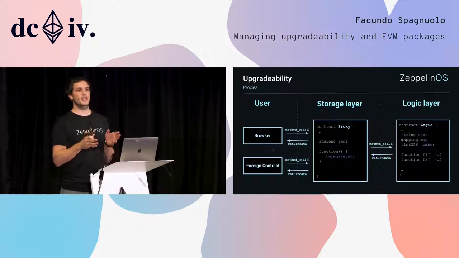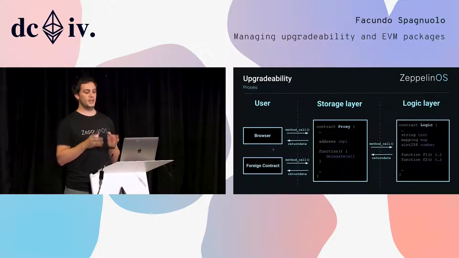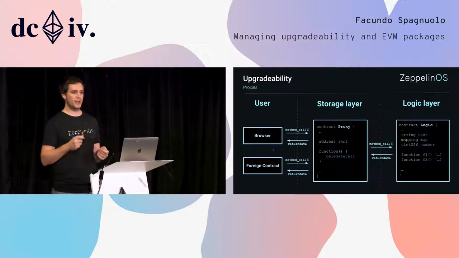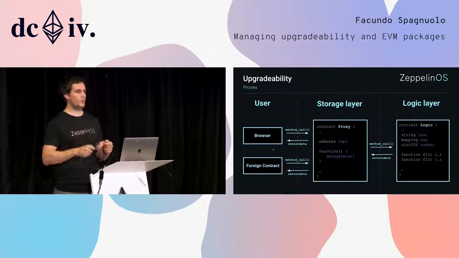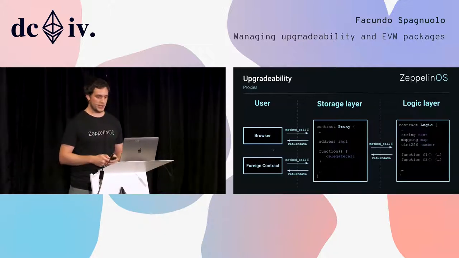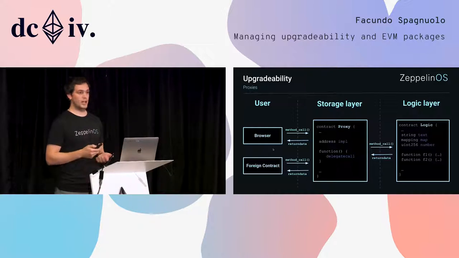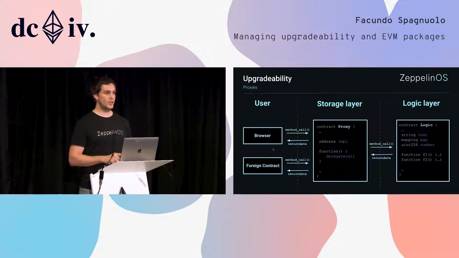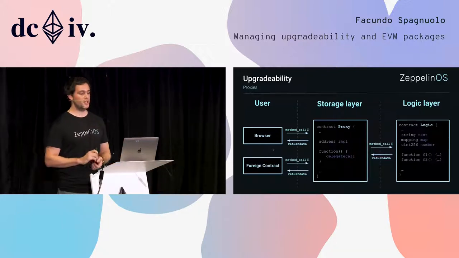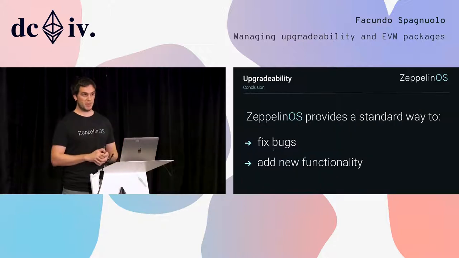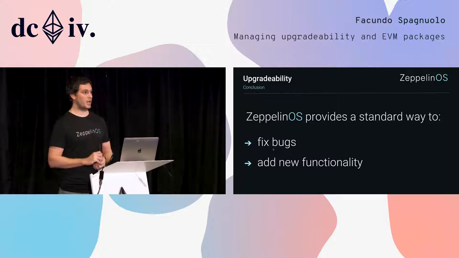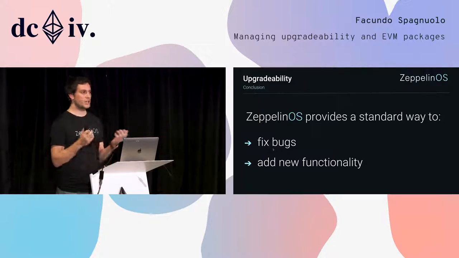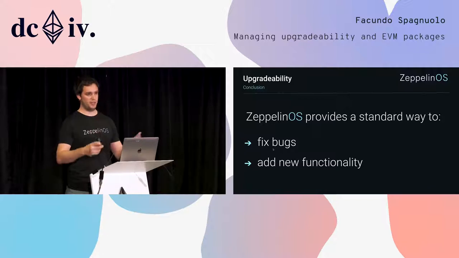As you can see, the storage layer is always kept in the proxy contract, and this is why we don't need to migrate or pay any expensive migrations of data when we want to upgrade a contract. We're not going so deep into the proxy stuff, but you can read more about it in our documentation if you want. So summing things up, SubNUS provides a standard way to have upgradeable smart contracts in your projects that will basically allow you to fix bugs or add functionality, for example.